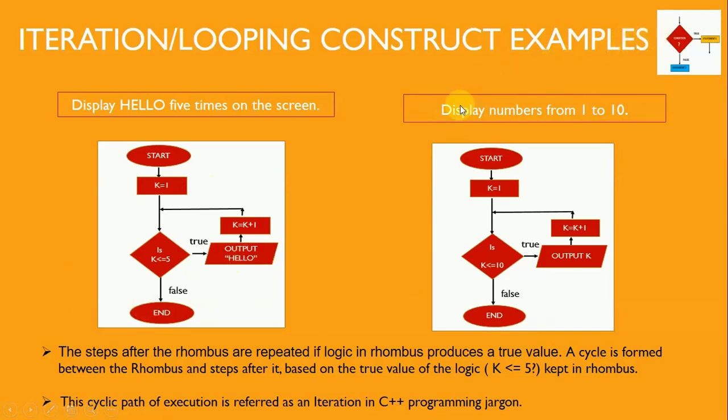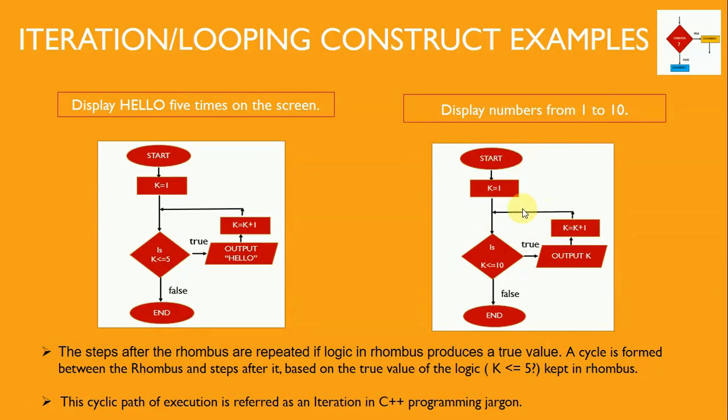Now let us take one more example. Display numbers from 1 to 10. So again, I will start with the start symbol. Now again, k will be initialized to 1, as I have to go from 1 till 10. So my condition will be that k should be less than or equal to 10. Now if the condition is true, it will display the value of k, which is 1, and then the flow will go like this, and k will again be incremented by 1, and k will become 2.